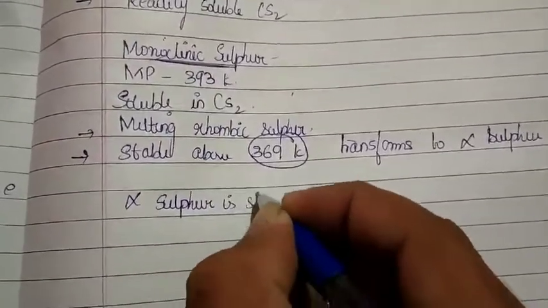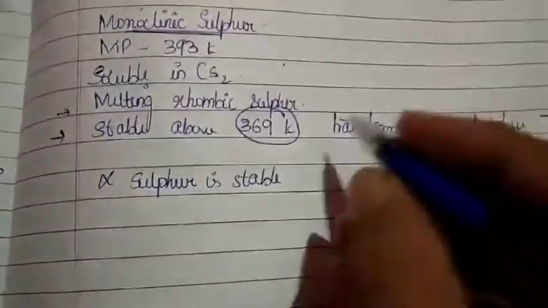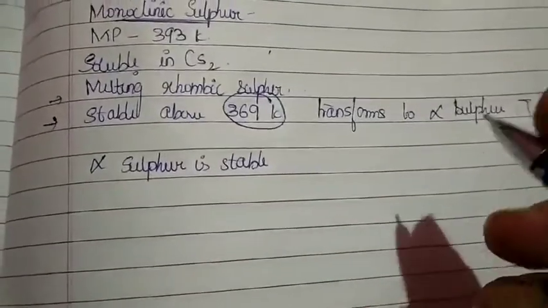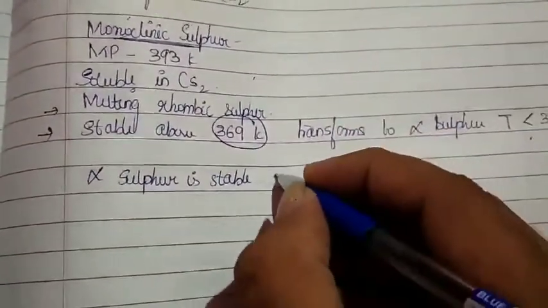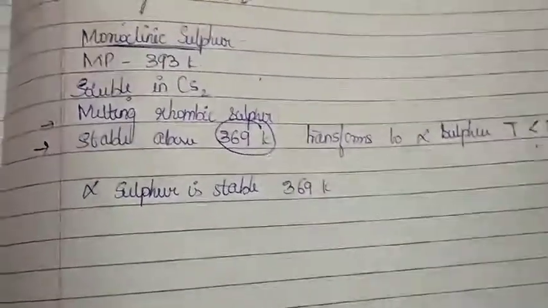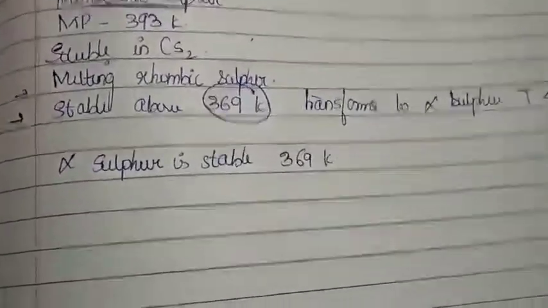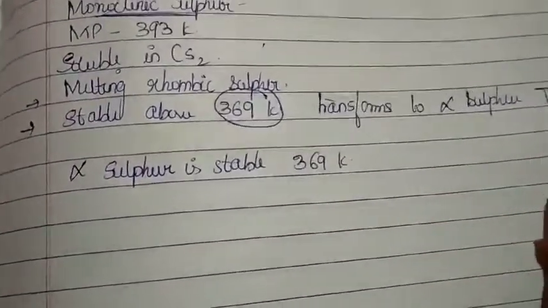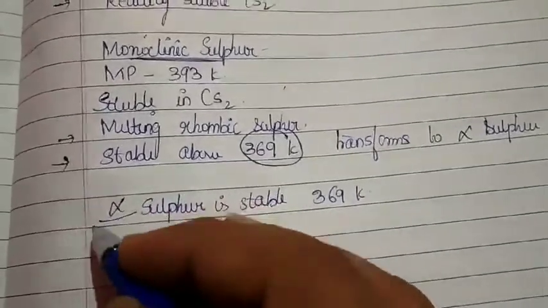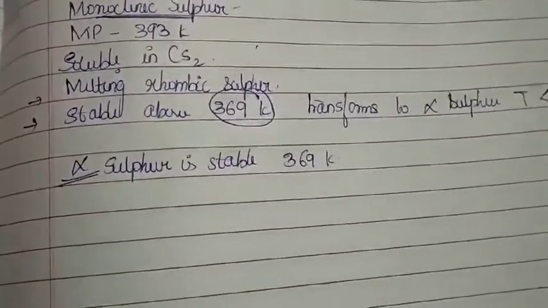Can anybody say what will be the temperature range? Yes. Your alpha sulfur is stable at nearly less than 369 Kelvin. ಏನಾಗಿರ್ಬೇಕು, ಕಮ್ಮಿ 369 ಕೆಲ್ವಿನ್ ಗಿಂತನೂ ಕಡಿಮೆ ಇರಬೇಕು. ಎಲ್ಲಾದ್ರೂ ಜಾಸ್ತಿ ಆಯ್ತು ಅಂದ್ರೆ ಏನಾಗುತ್ತೆ, once again your alpha sulfur gets transformed to your beta sulfur.